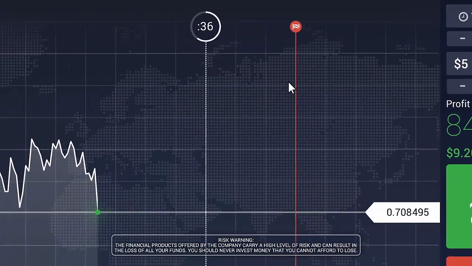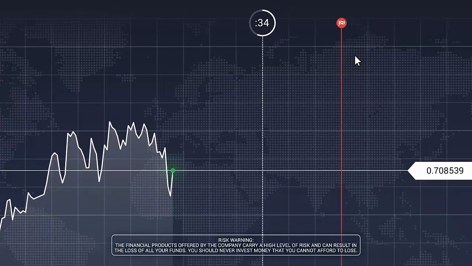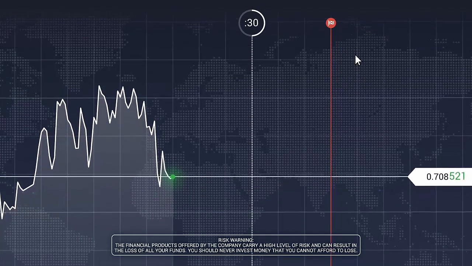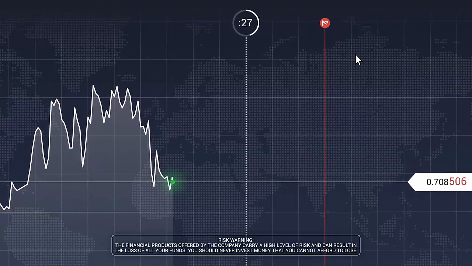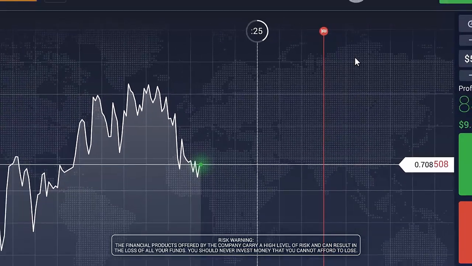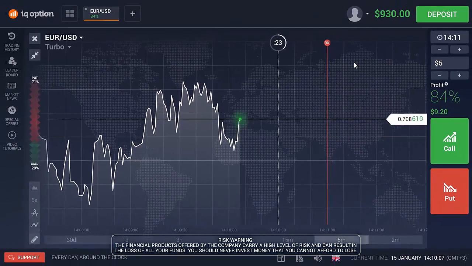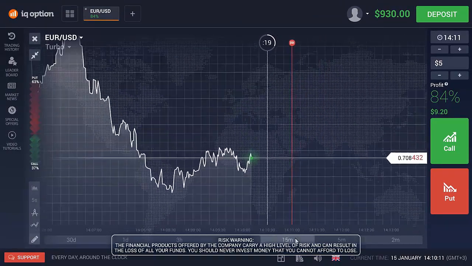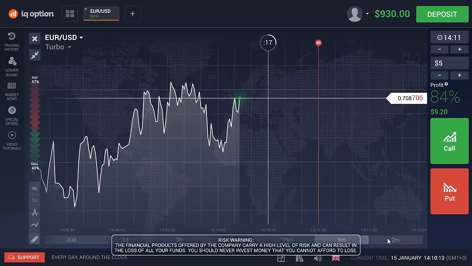This time is indicated by a red line on the chart. The white line on the chart shows the time up to which you can rebuy options. The number of options and the direction is not limited. In the main window of the platform, you can see the chart for your selected asset. Using the timeline below the chart, you can change its scale.